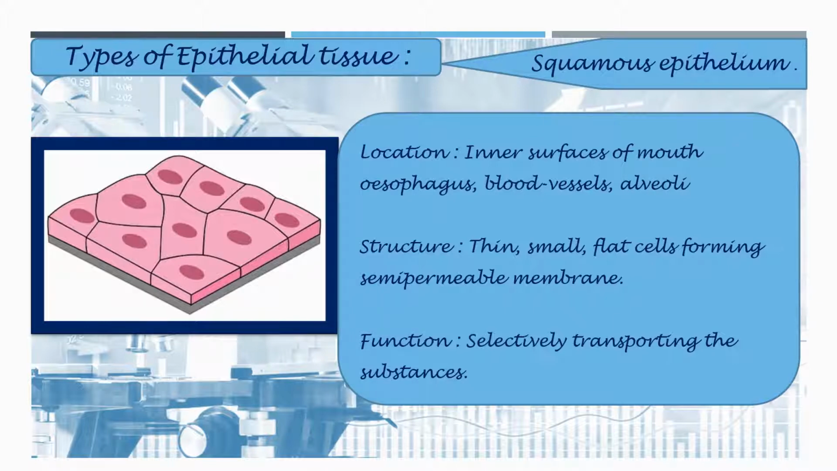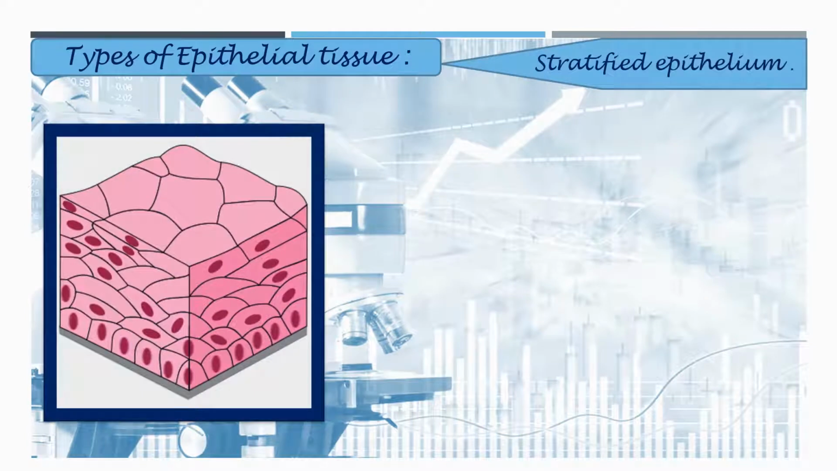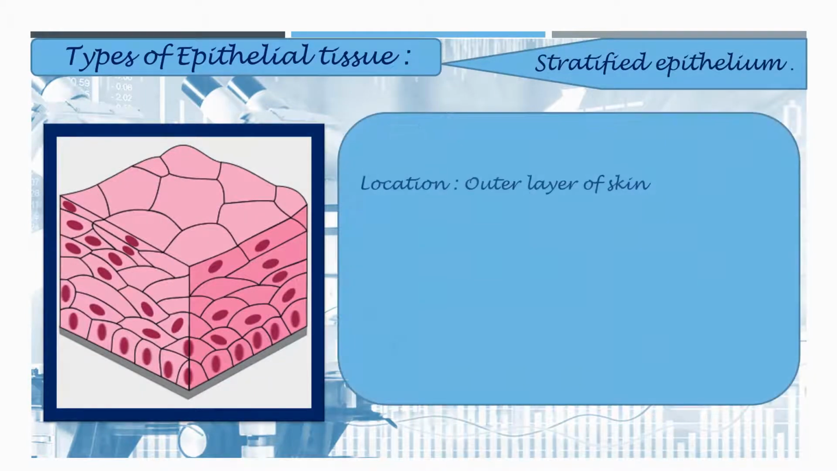The next tissue is stratified epithelium. Stratified epithelium is located at the outer layer of the skin, and the structure of the stratified epithelium is that it has multiple layers of cells, and the function is to prevent wear and tear and thereby protect the organs.